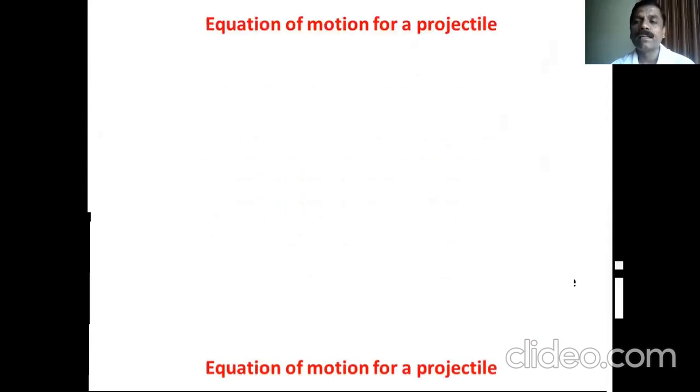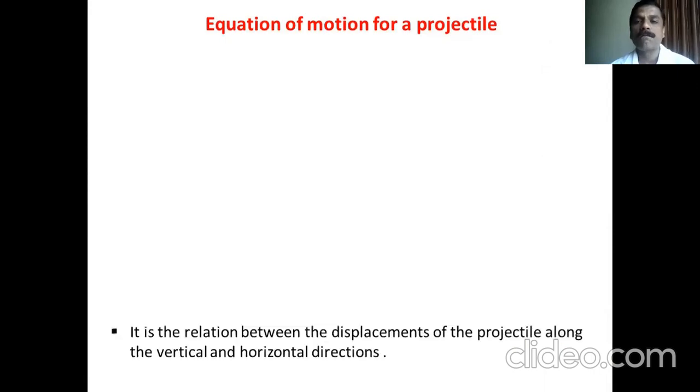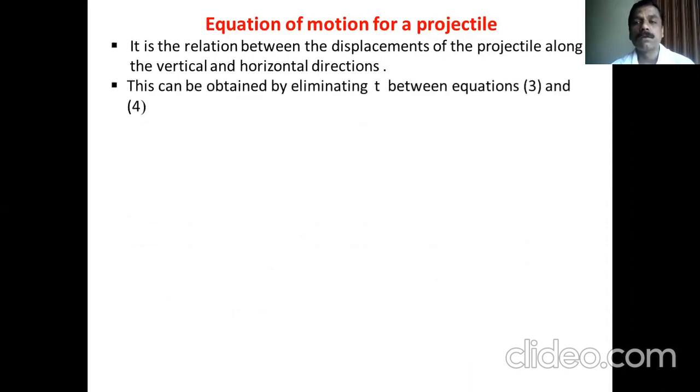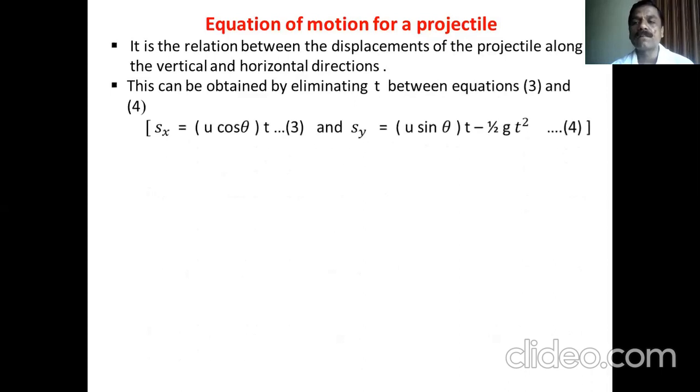Now the final equation which we want to find out is the equation of motion for a projectile. This equation gives you the path which is followed by the projectile. It is the parabolic one, so it is called the equation of motion. It gives the relation between the displacement along the vertical and the horizontal direction. So we can use equations 3 and 4, and we can eliminate the factor of time.